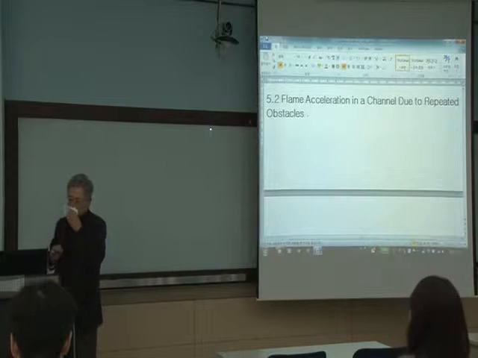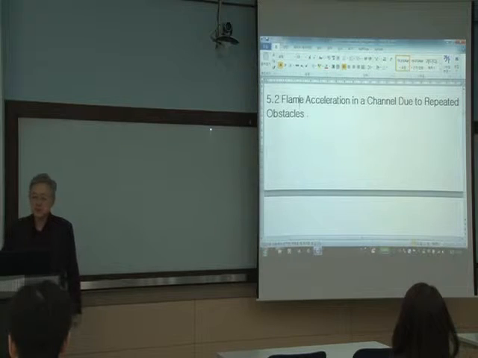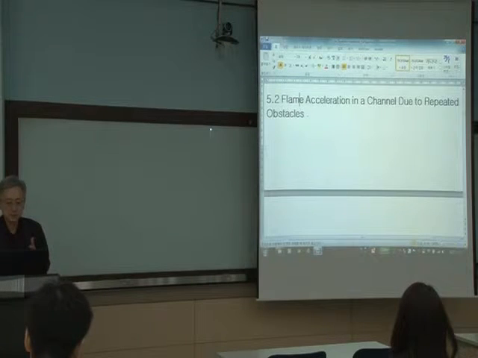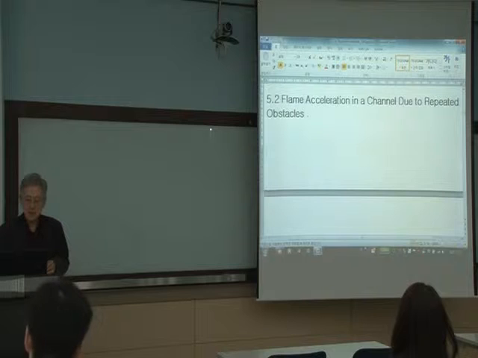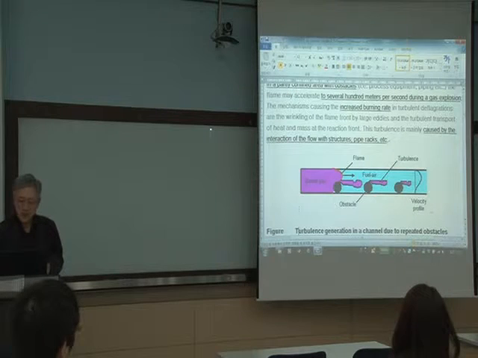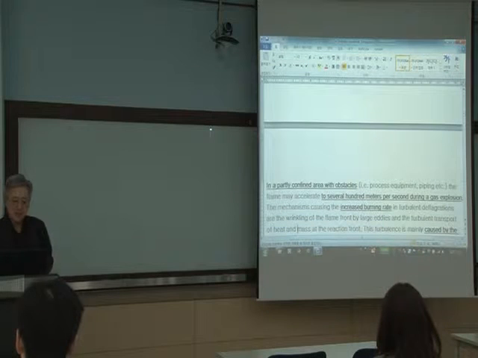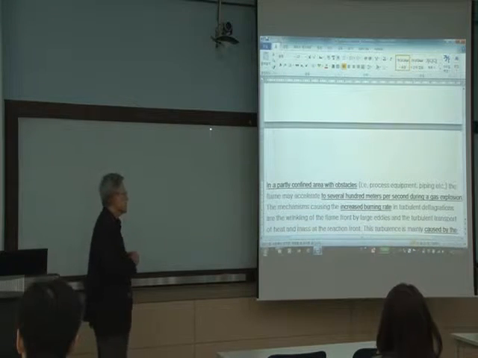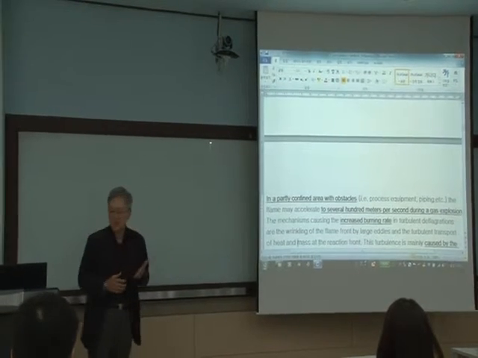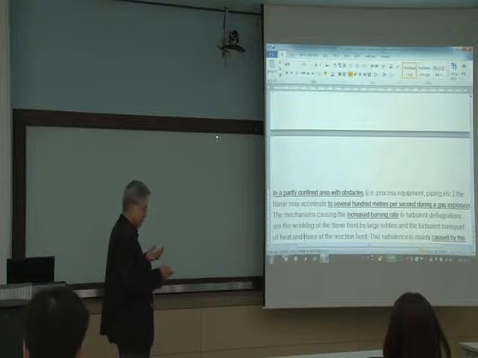So 5.2, the flame acceleration in a channel due to the repeated obstacle. So this particular section you are talking about the repeated obstacle, and of course you read through, but I just pointed out by underline, it said in a partly confined area with obstacles. So obstacles means, again, as we talked the other day, it's like equipment, okay?